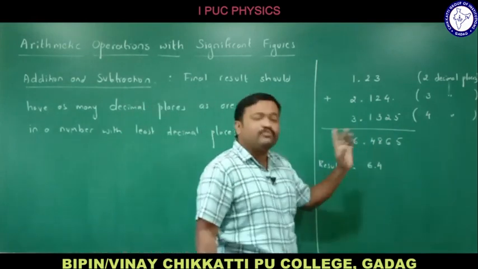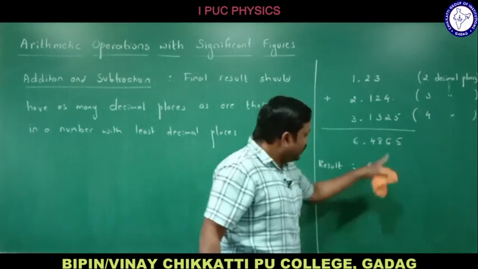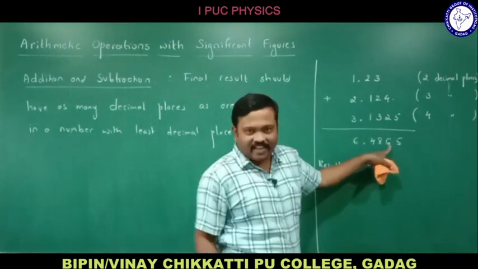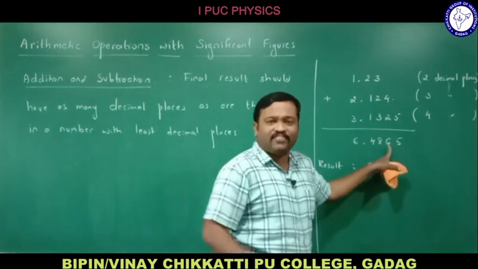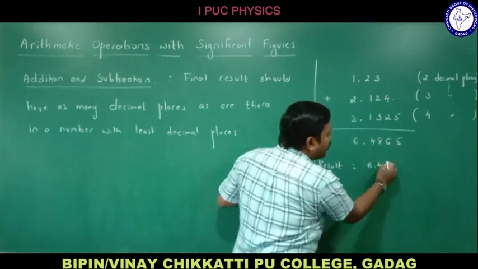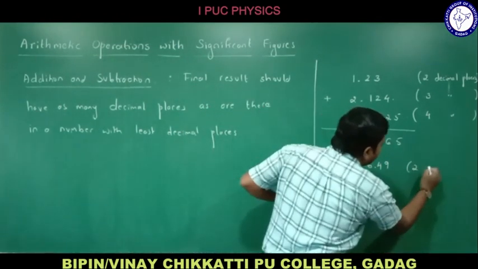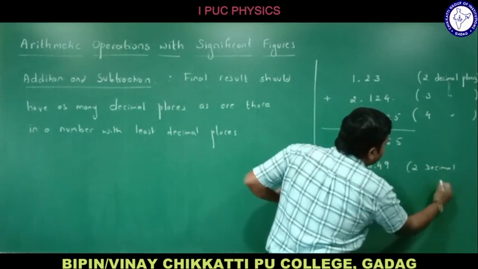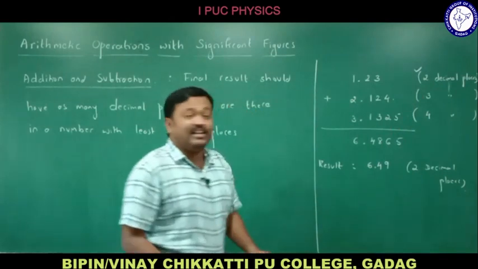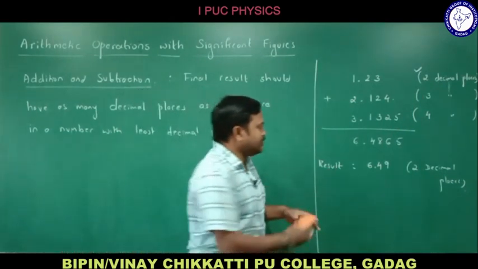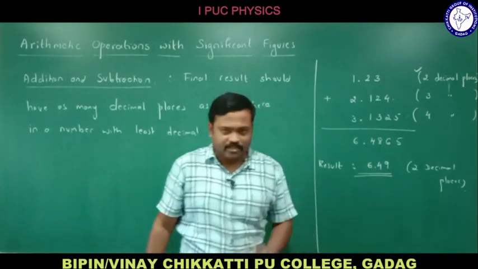Whenever you want to round off to 2 decimal places, first you need to check the third digit, right? We will be learning about the rules of rounding off also, right? If the third digit is greater than 5, then you need to add 1 to it. So what is the answer now here? 6.49. How many decimal places does it have? 2 decimal places, right? It has 2 decimal places, which is similar to the number with the least decimal places, right? So the answer is 6.49, right? I stopped at 2 decimal places. So this is the rule.